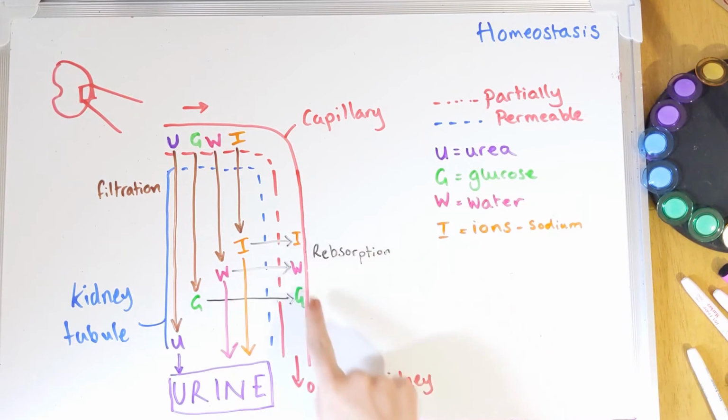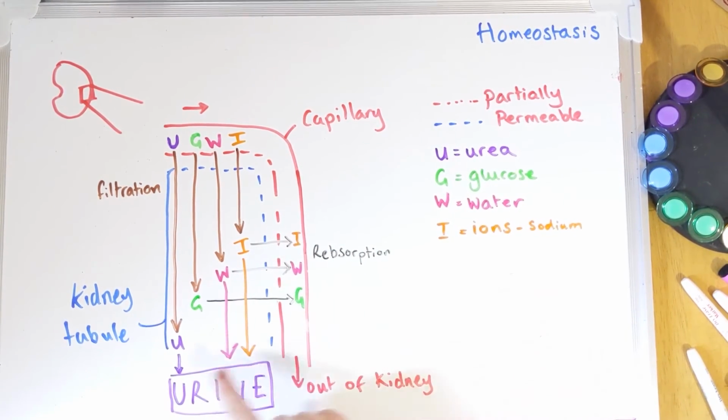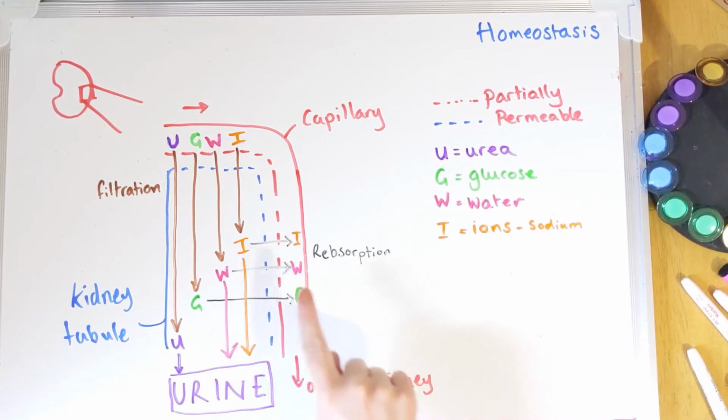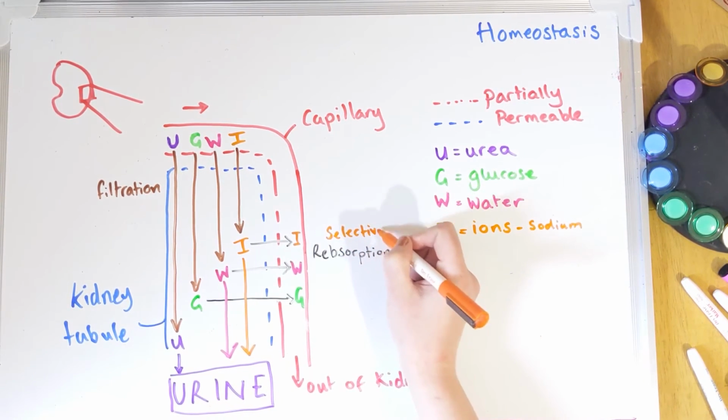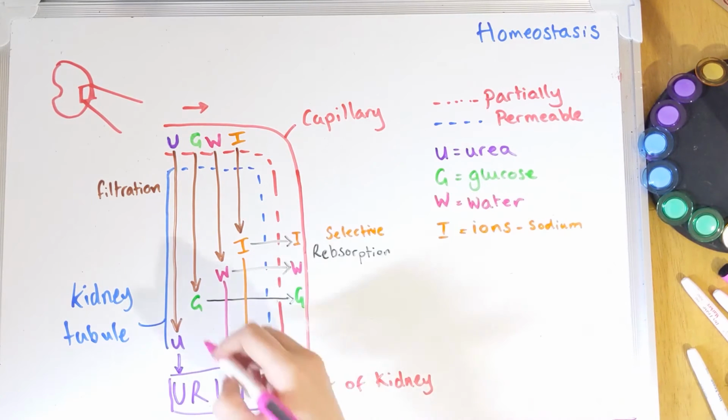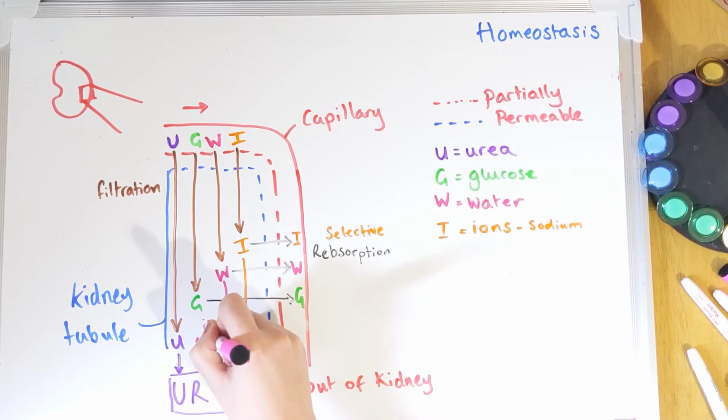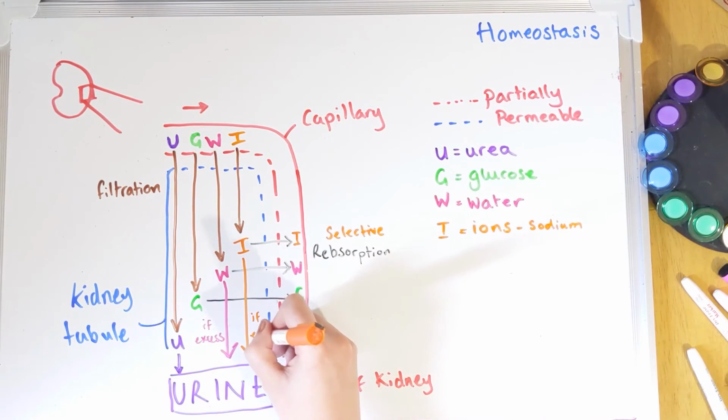And now, because this reabsorption process only takes in stuff that your body wants at the time, it's called selective reabsorption. And that, in a nutshell, or rather on a whiteboard, is how filtration works in the kidney.